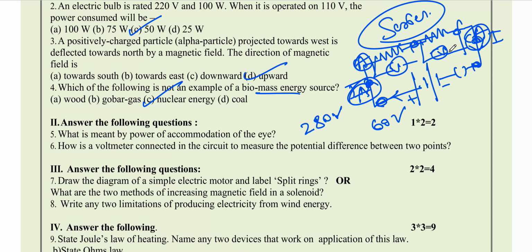Are you getting it? So we connect them in parallel. Concepts are clear? Understood or not? Current remains the same but potential difference varies. Understood? Potential difference varies.